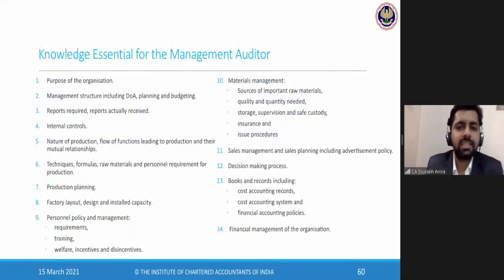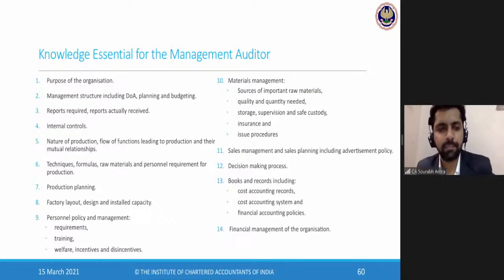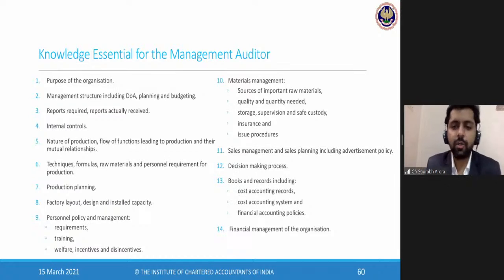Then knowledge essential for the management auditor. So these are the summary points for the knowledge essential for the management auditors, which you should know and know them in detail. So the first is the purpose of the organization, for which purpose the organization has been made. For example, if it is an NGO or profit-making organization, and so on and so forth. And second is the management structure, including DOA, delegation of authority. So what is the management structure, including DOA, planning and budgeting?